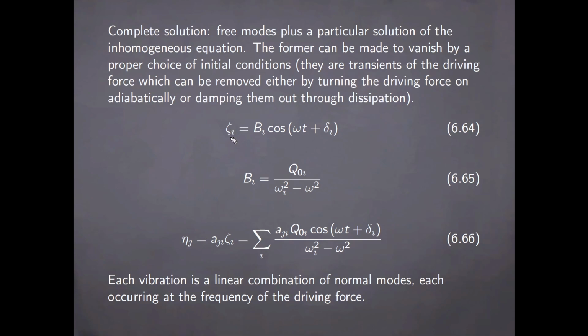So then we can look for normal modes of the form here, where their amplitudes follow as these ratios, and then generally the eta j's will be linear combinations of these normal modes, and they will be presented as this kind of expansion. So each vibration is a linear combination of normal modes, and each of them occurring at the frequency of the driving force. Right, so this is the omega here.